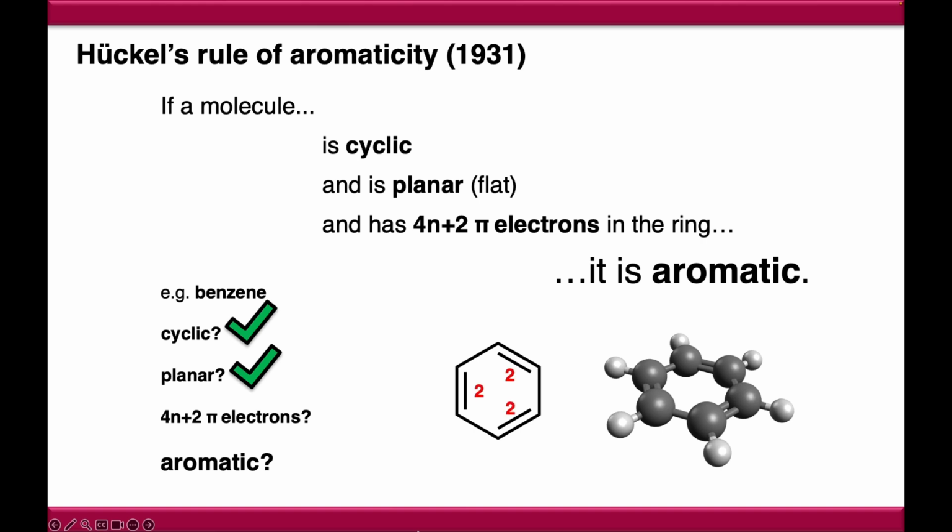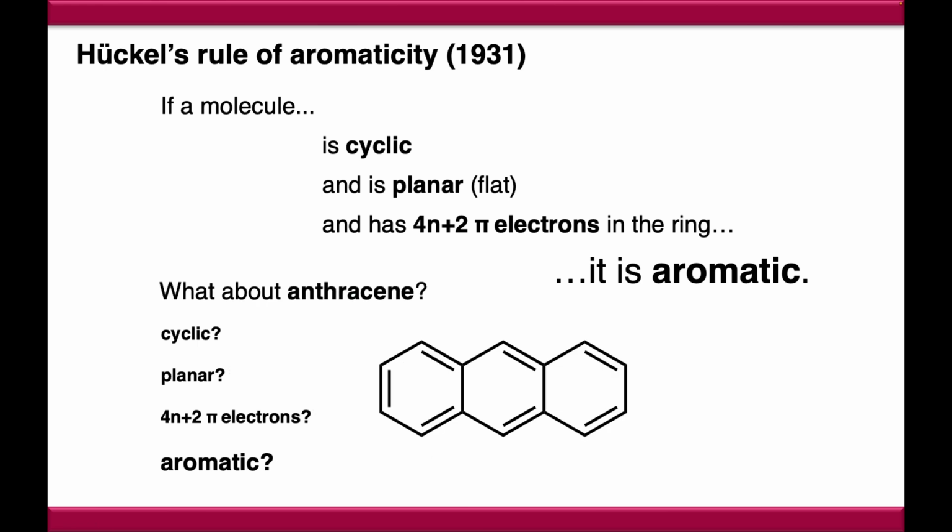Does it have 4n+2 pi electrons? Well, if we count them, 2, 4, 6, it has 6 pi electrons in total. 4 times 1 plus 2 equals 6. Okay, so if we take the equation 4n plus 2 and we substitute n as 1, then that gives us 6. So is it aromatic? Yes, it absolutely is. But we can apply this to any structure effectively. Let's take anthracene as an example. Is it cyclic? Yes, it is. It's made up of 3 rings fused together. Is it planar? Yes, it is.